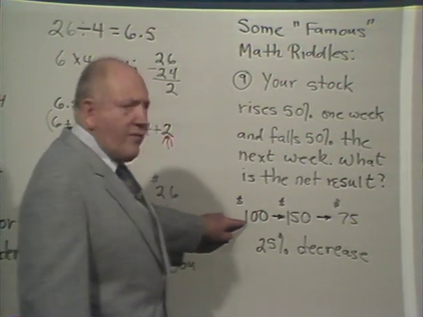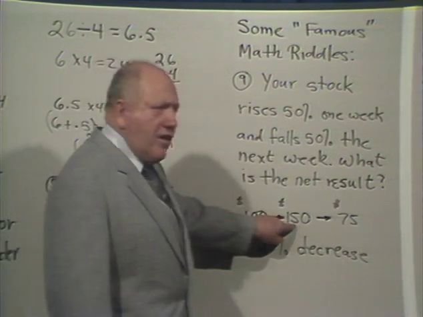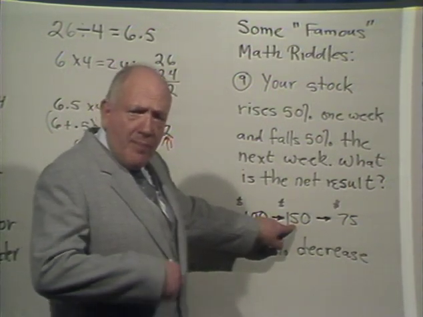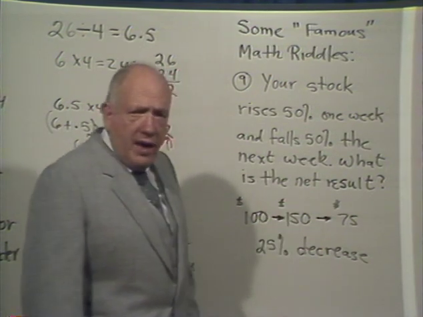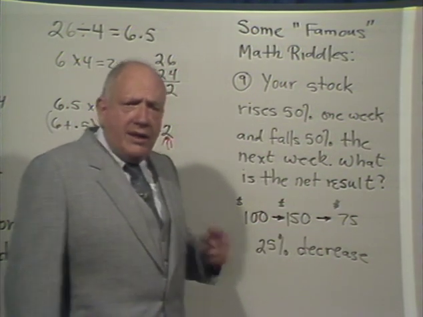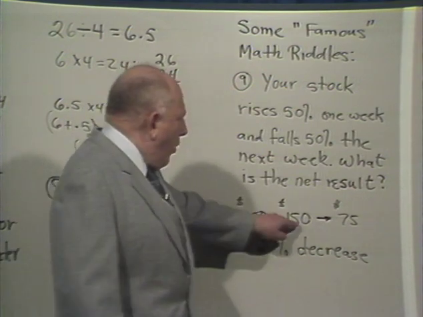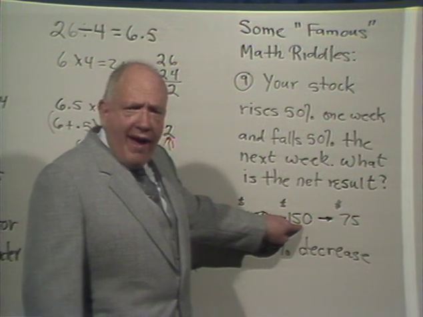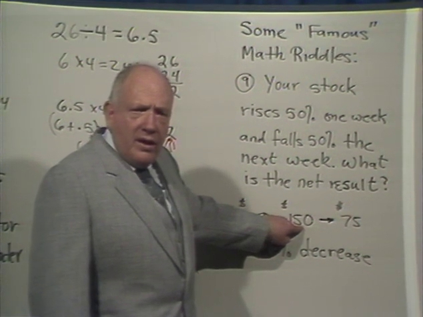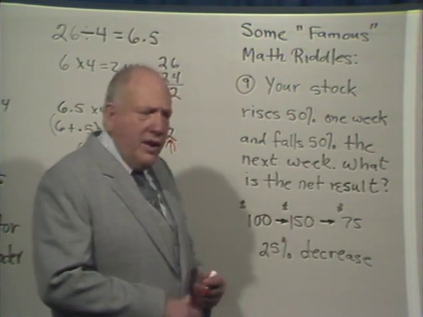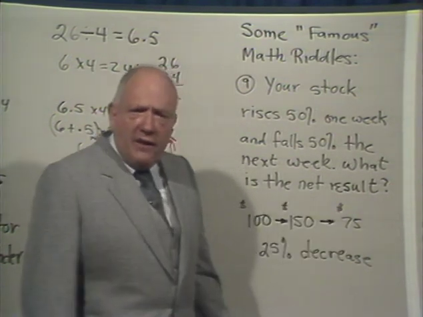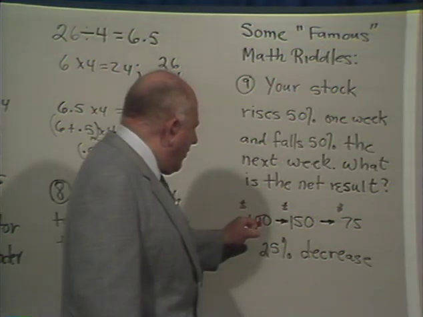Suppose you start with $100. If the stock increases by 50%, that means it goes up by half its value. Half of 100 is 50, so at the end of 1 week, it's now $150. Now it decreases by 50%. But what's the part that's decreasing? It's the 150. See, 50% is half. You're losing not half of 100, but half of the 150. That leaves you with what? $75.